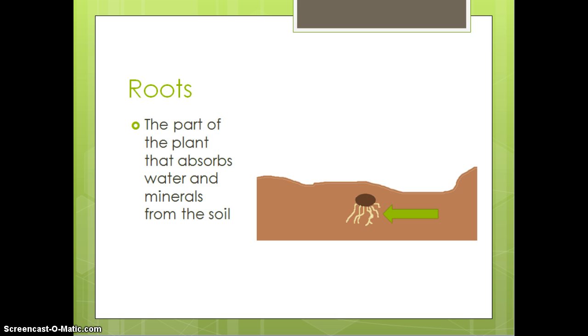A root is the part of the plant that absorbs water and minerals from the soil. We talked about how the roots grow in the soil. The roots attach in the soil and the plant grows up from there. In the picture I provided, an arrow points to the roots for students to be able to see what a root is as well as understand what it is.